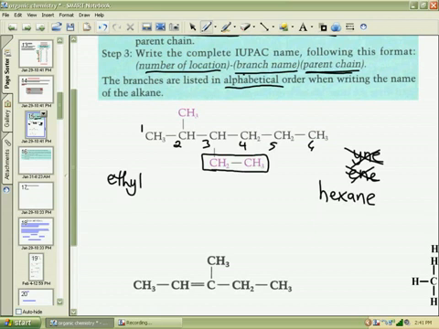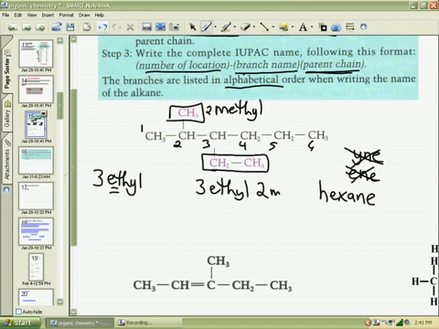The ethyl group is on carbon 3. We have a methyl group, 1 carbon chain, so it's a methane, which becomes methyl, and we have a methyl group on carbon 2. So when we want to list all those off, we want to list what they are and where they are. So we put them in alphabetical order, E before M. So we have a 3-ethyl, 2-methyl hexane.